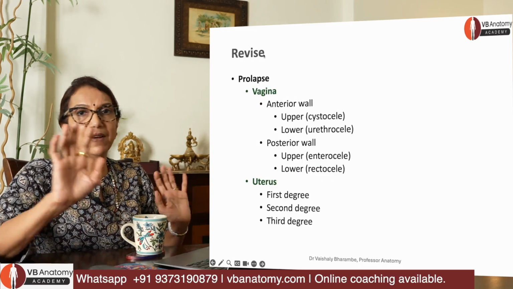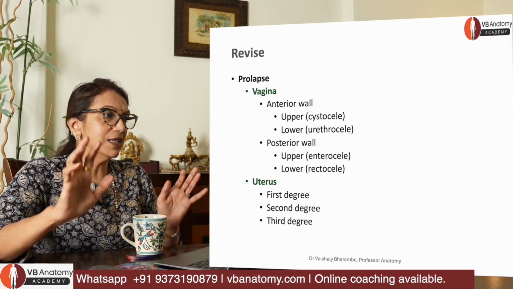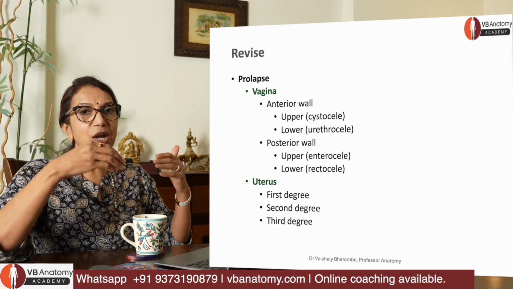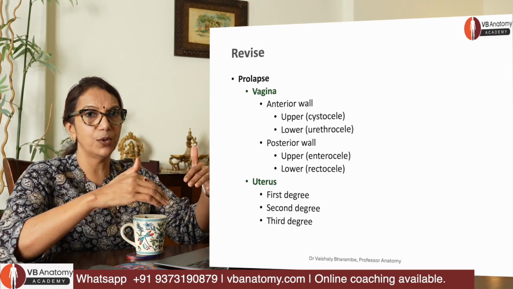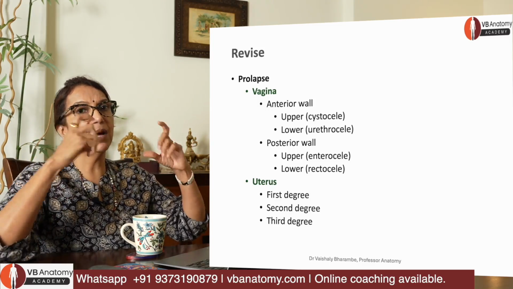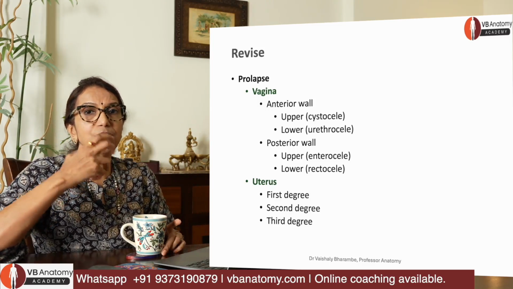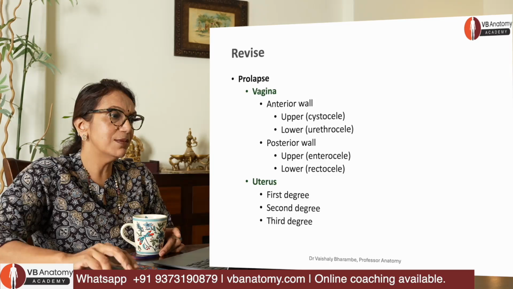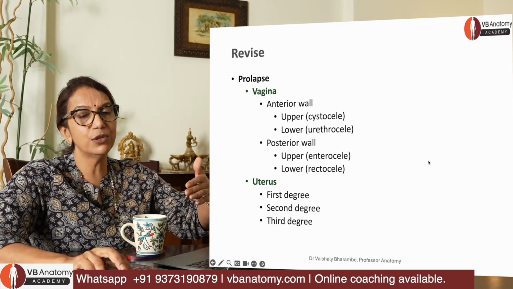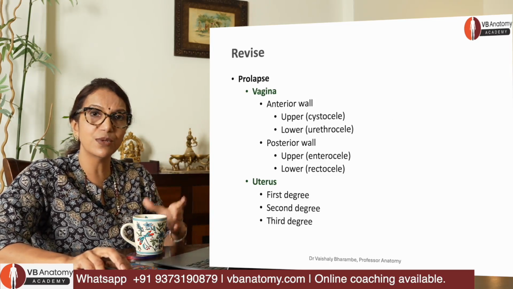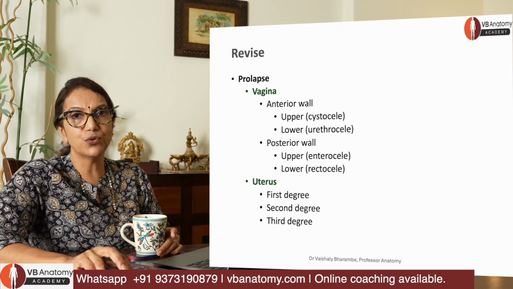Right. So let's revise what we've learned. We've learned prolapse, and we talked about the vagina, upper prolapse, lower prolapse, posterior wall, upper prolapse, lower prolapse. So we acquainted ourselves with terms like cystocele, urethrocele, enterocele, rectocele. Then we spoke about uterine prolapse.